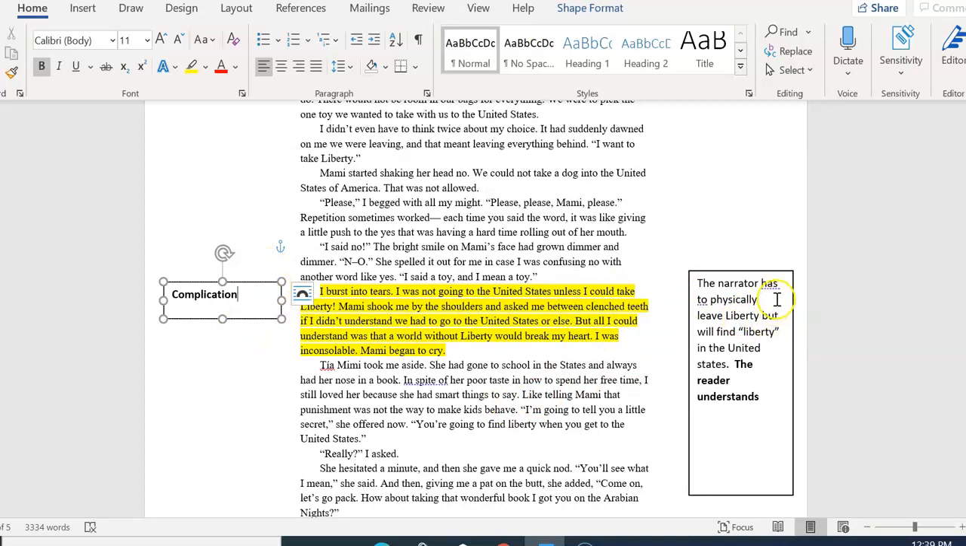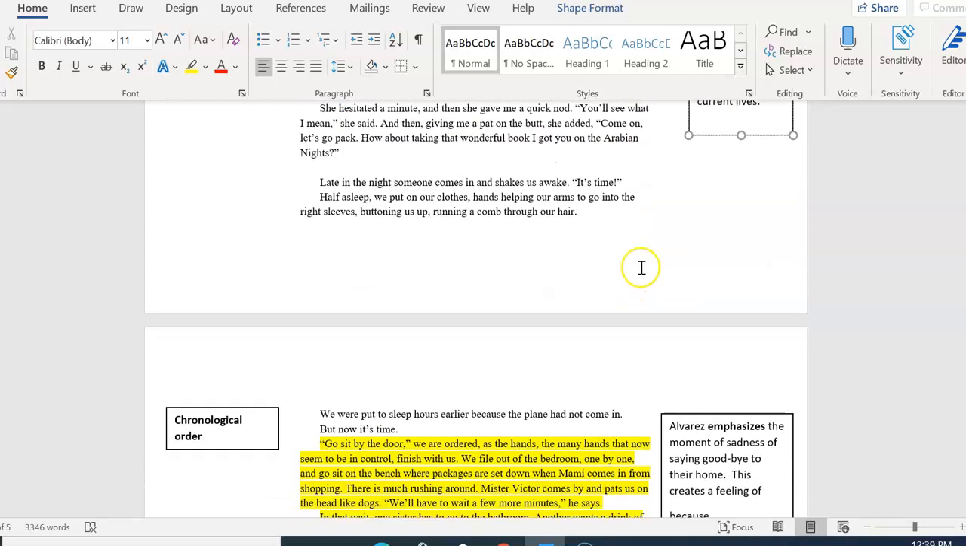The narrator has to physically leave Liberty, but will find Liberty in the United States. The reader understands that their family will find true freedom in leaving their current lives. Okay, notice the because. Trying to really think of the big picture. Okay, after you've written that down, you can pause the video if you need to.